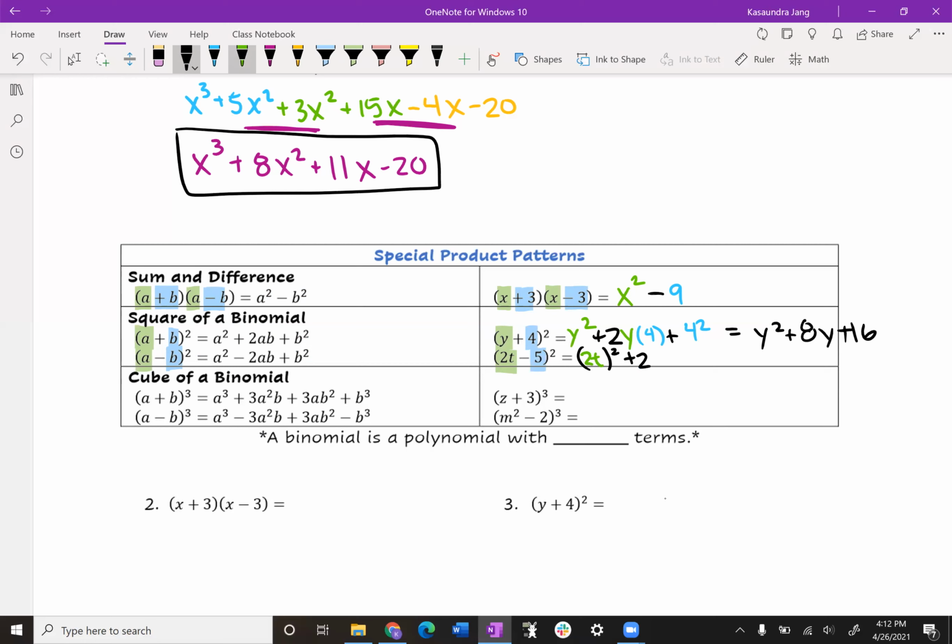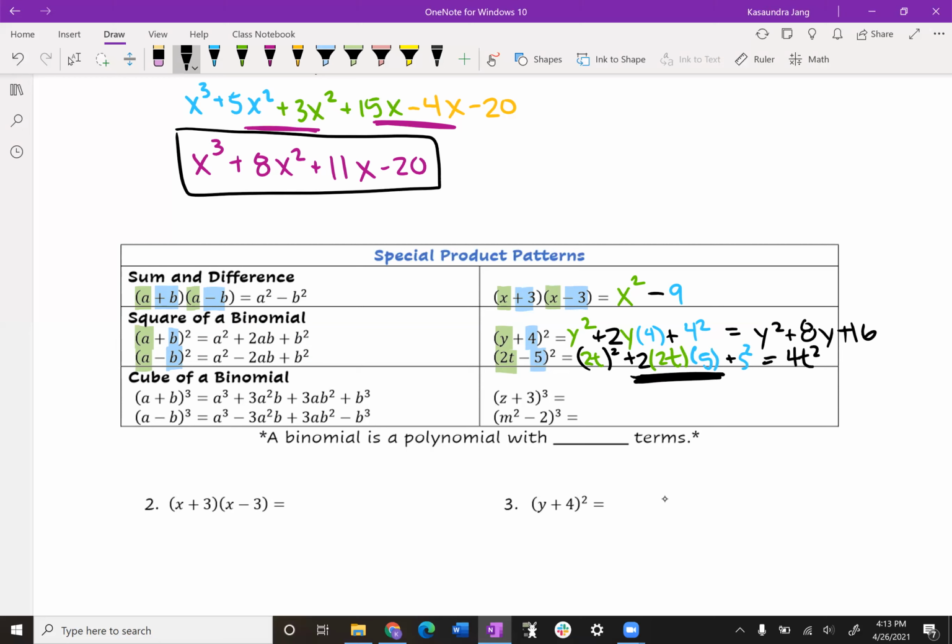Plus 2 times the a, so the 2t, times the b, which was a 5 in this case, and then plus the b squared, so plus my 5 squared. So this one did have a little more simplifying to do, and careful about the exponents here. I got the 2 squared and the t squared. 2 squared is 4, and there's my t squared.